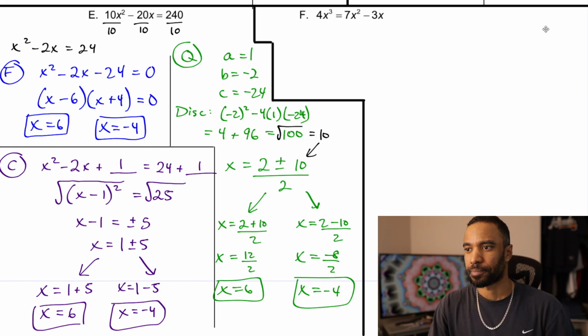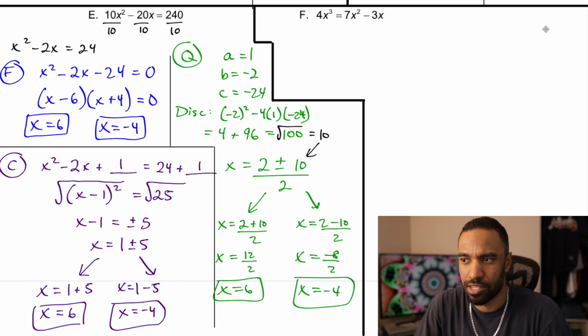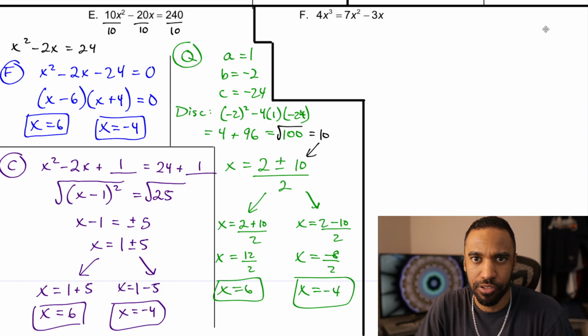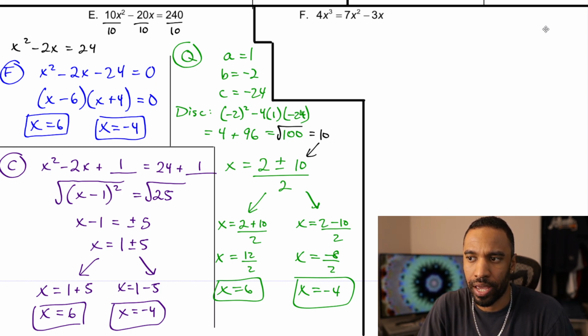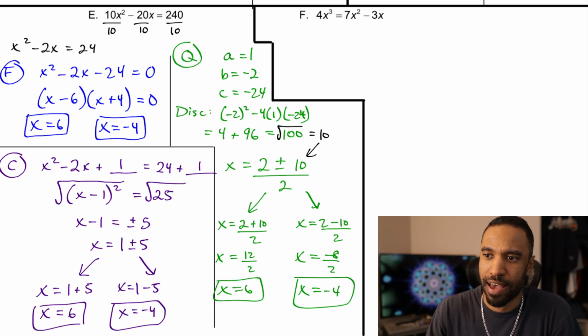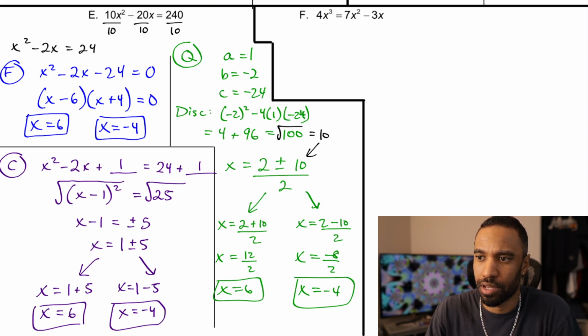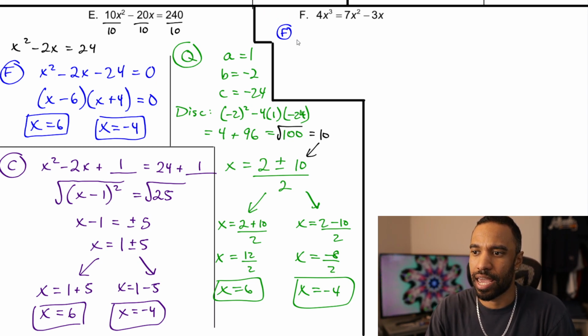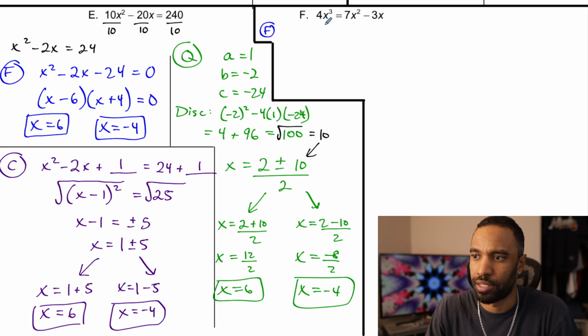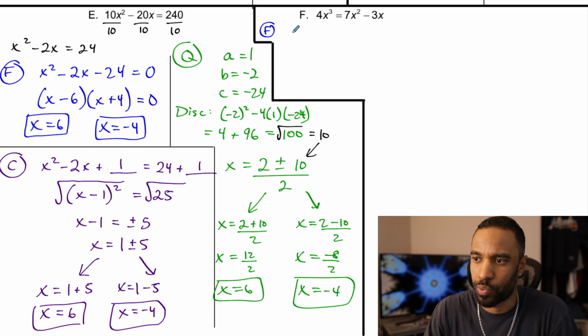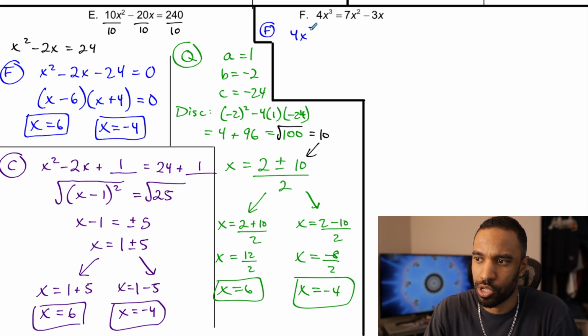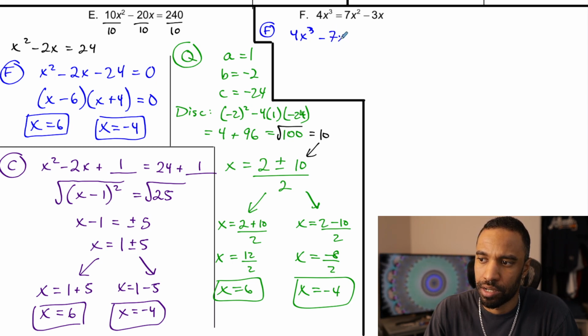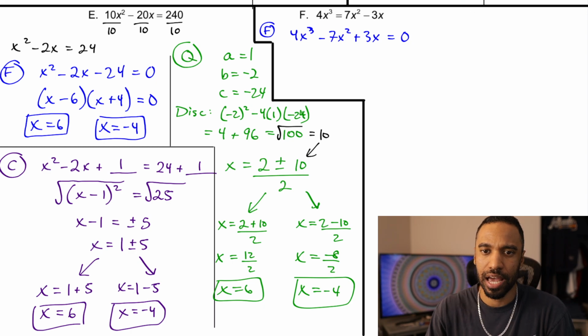Seeing that happen. All right, part F is a bit of a, not a doozy, but it's kind of starting off in this strong way. They ask us to solve by factoring first, of course, but all told, I got to do this for quadratic formula. Anyway, I got to move that 7x squared and the 3x over to get 4x cubed minus 7x squared plus 3x equals 0.